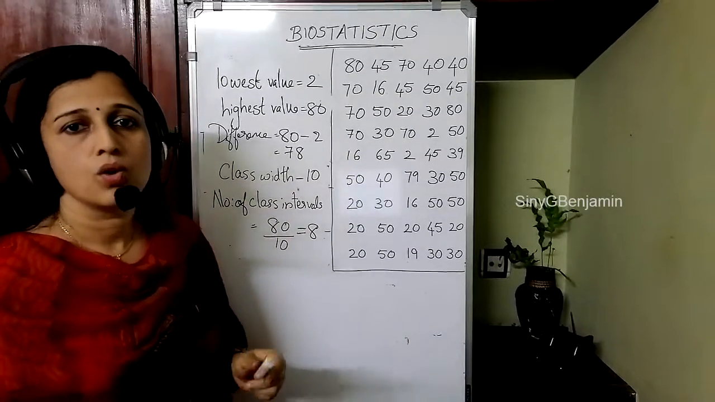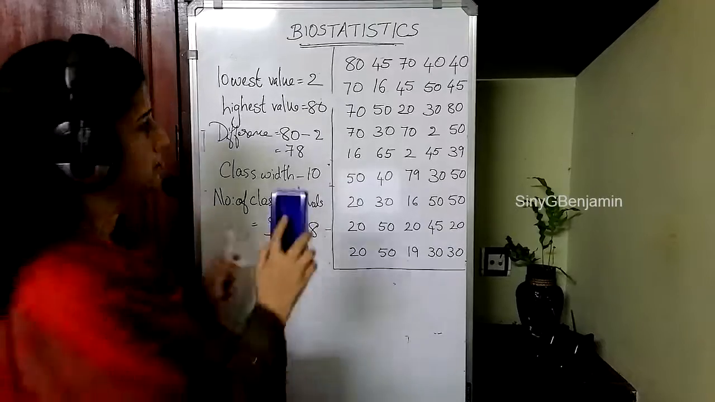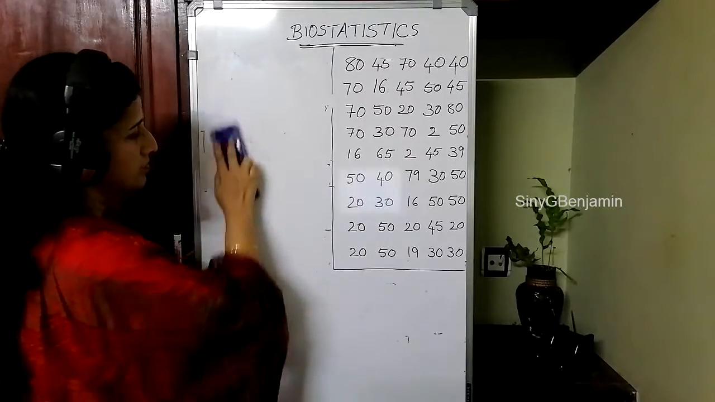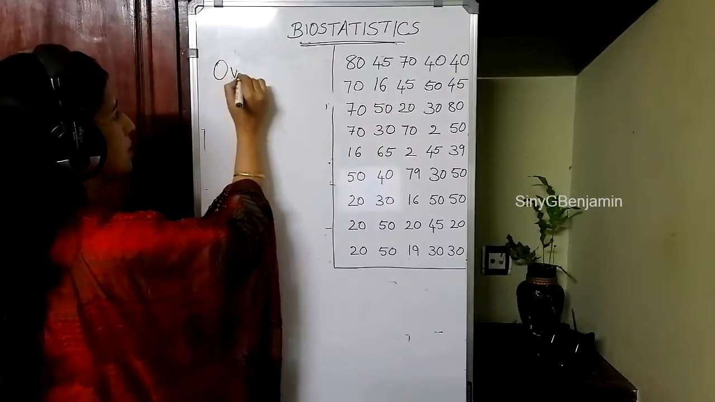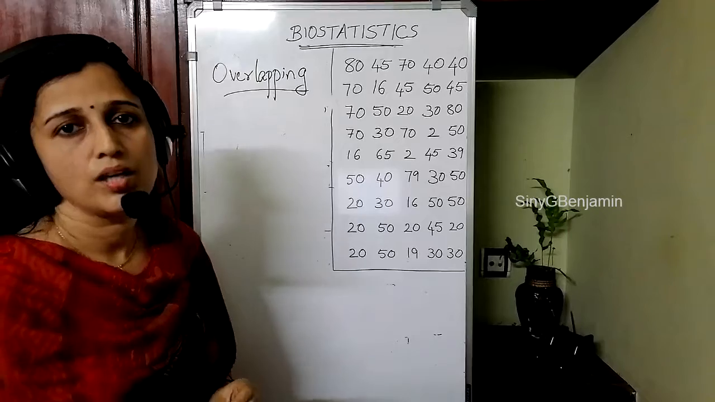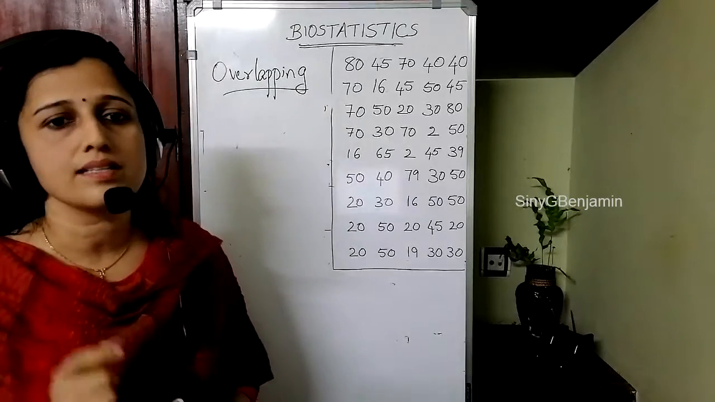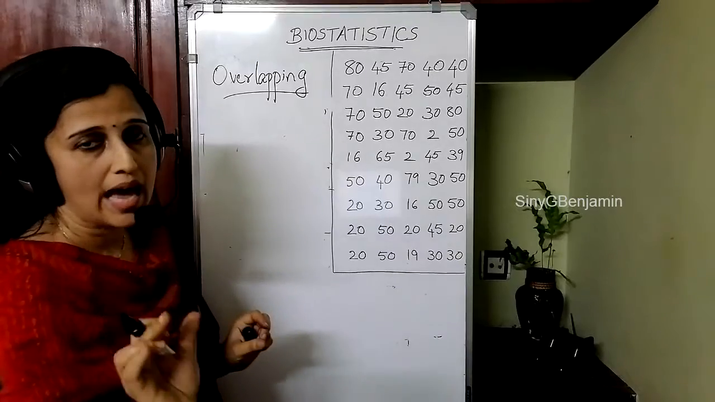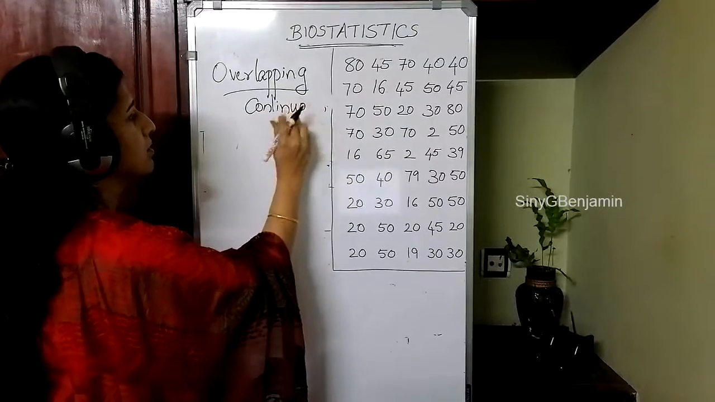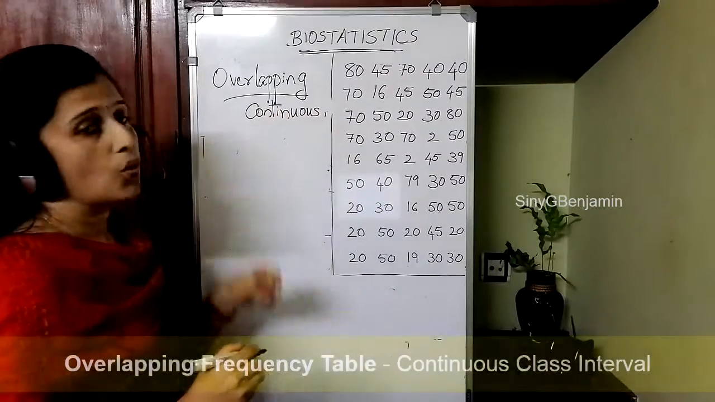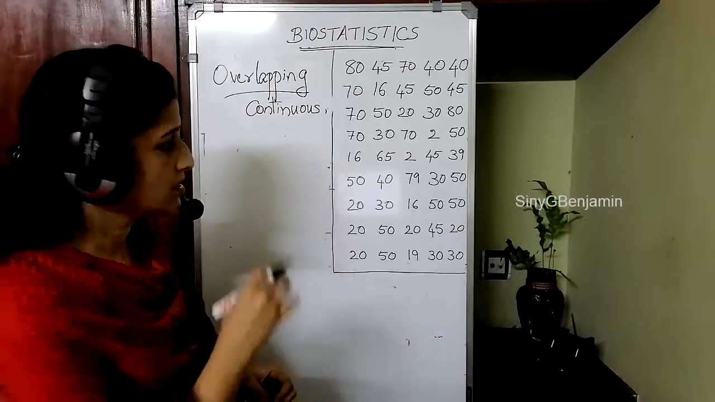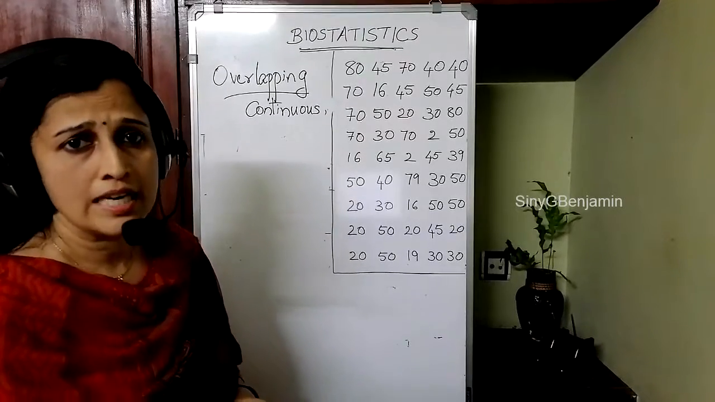Now we are going to construct an overlapping frequency table with this data. Overlapping and non-overlapping. First is overlapping frequency table, and in overlapping frequency table, continuous class intervals are used. There is no gaps between the class intervals. That is continuous. This is important. The overlapping frequency table is constructed by using continuous class intervals. This data here is a frequency of 45 insects.